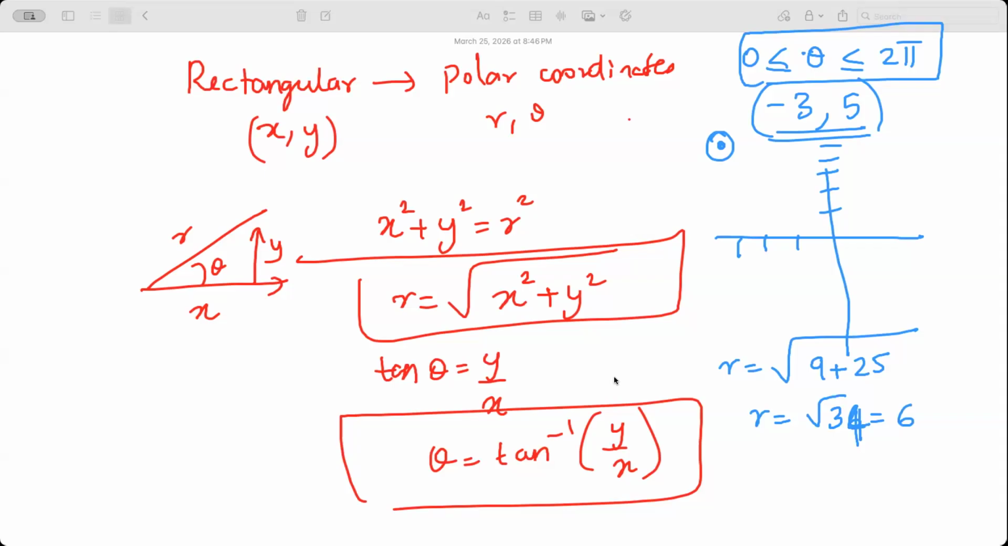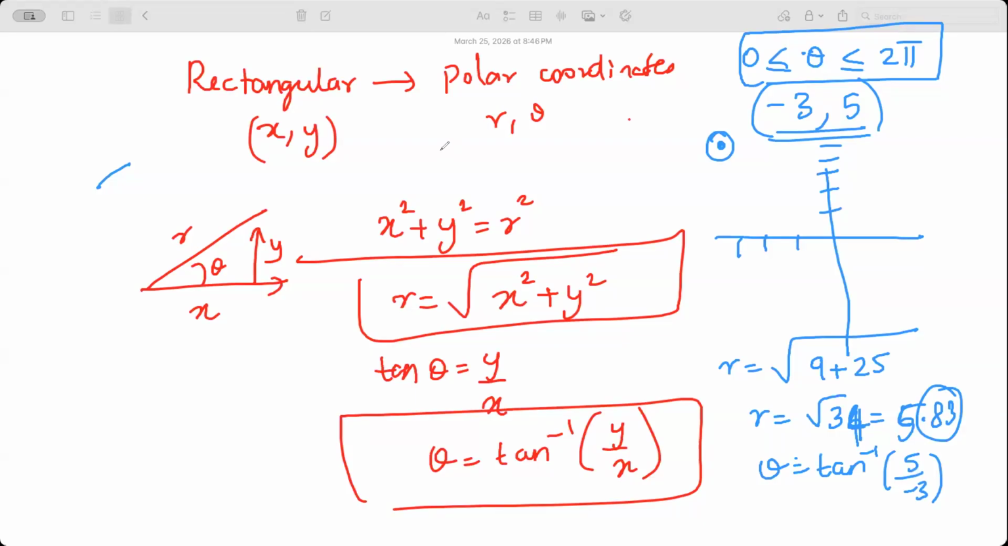5.83. Let me quickly check the answer. Okay, root 34. Let me keep it as root 34. So root 34, and then what? 5.83. Okay, that's fine. And then theta. Theta is what makes it hard. What is theta's value? Theta is tan inverse of 5 by minus 3. What is the answer?